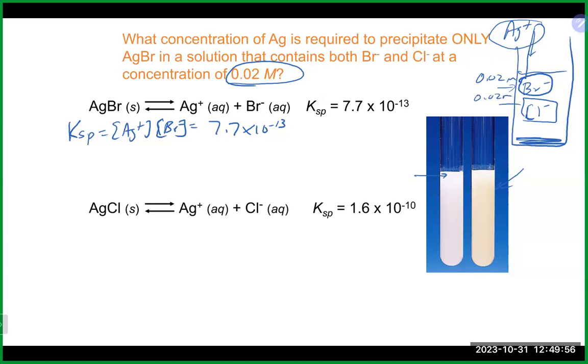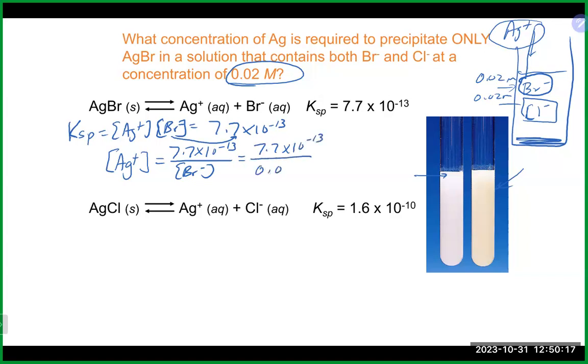So if I rearrange the KSP expression and solve for the silver concentration, that would be 7.7 times 10 to the minus 13 divided by the bromide concentration. I just divided that over to the other side. And I could get a number here because I know the concentration of the bromide in this solution is 0.02 molar. That means that if I take 7.7 to the minus 13 divided by 0.02, I will get something in the ballpark of 3.9 times 10 to the minus 11 molar.